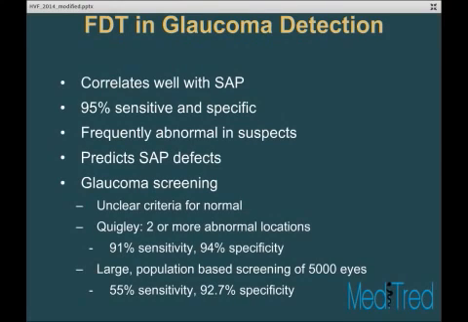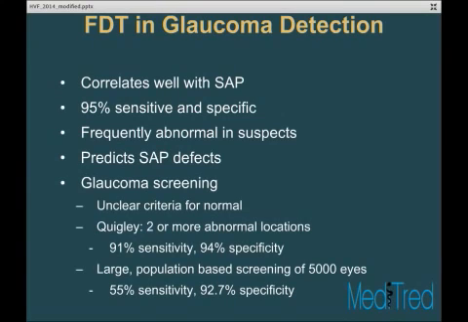In very early glaucoma or suspects or ocular hypertensives, it can often predict defects that show up later in automated perimetry by as much as 3 to 5 years. So when using it as a screening device, the criteria, though, for an abnormal test are somewhat vague.